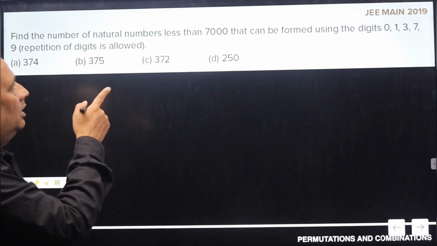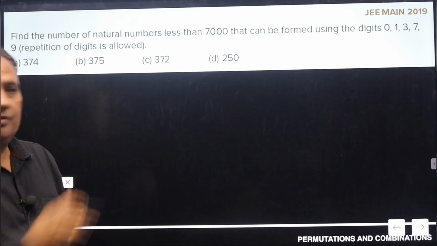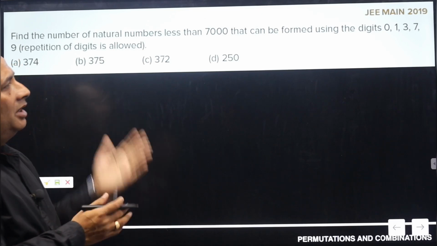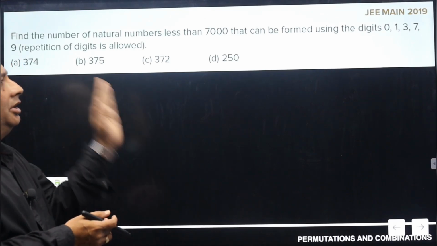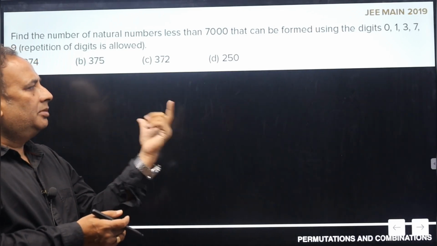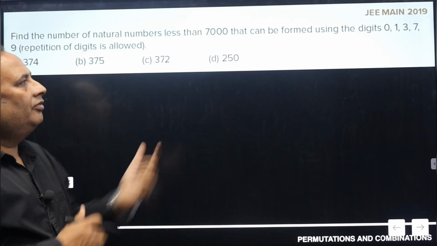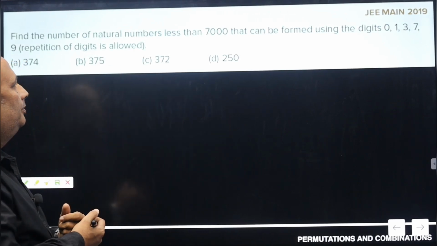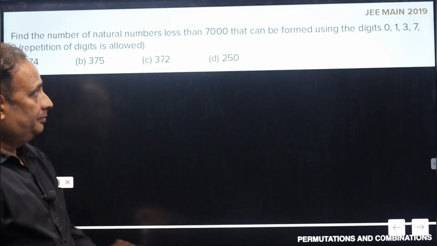You can say here that less than 7000 we have to find out. 0 is also there. If 0 is not there, then the case is a little easy. But 0, you have to be careful about, that making the 2 digit, 3 digit, you have to not place 0 at the higher position. Like suppose we are considering a 3 digit number, so on the 100 place you have to avoid 0. We have to be cautious about this while doing calculation. Let's see. So here as 7000, there are 4 digit numbers.